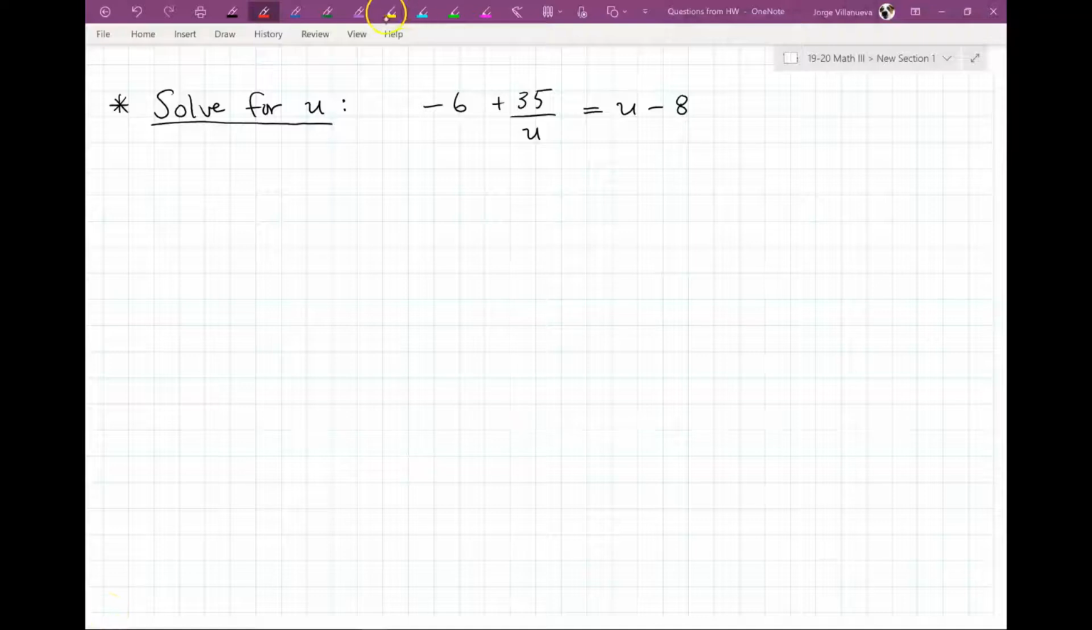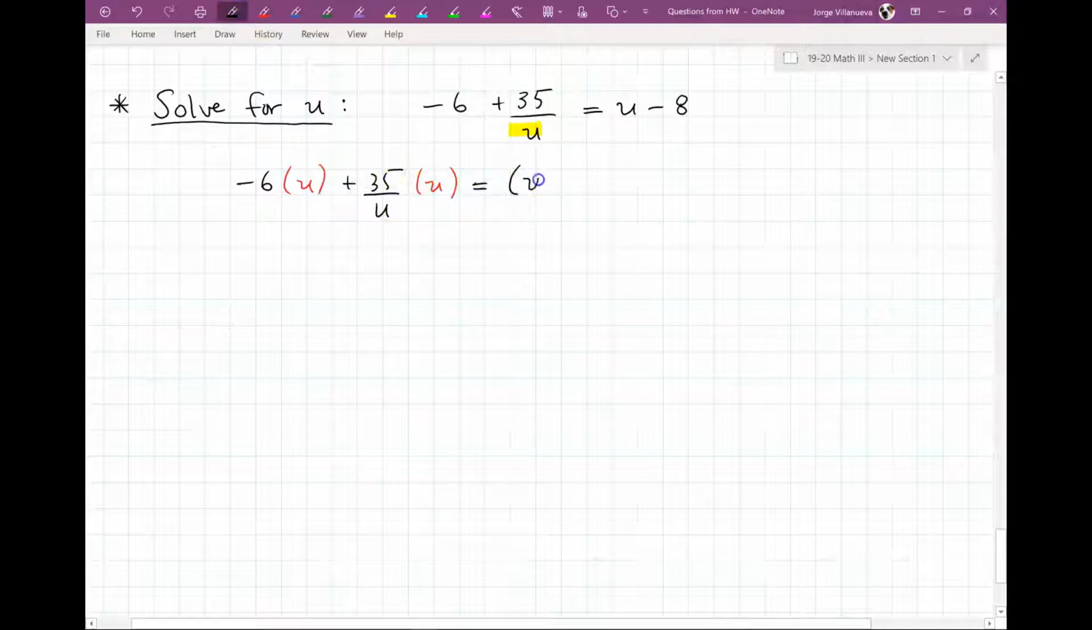All right, so I think I told you guys to look at all the denominators whenever you're trying to solve for these things. There's only one denominator here, it's the u. So I'm going to multiply everything by u, okay? So here's a negative 6 times u plus 35 over u times u equals a u minus 8 times a u. Now let's go ahead and do all this work here.